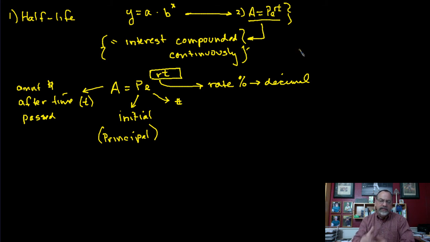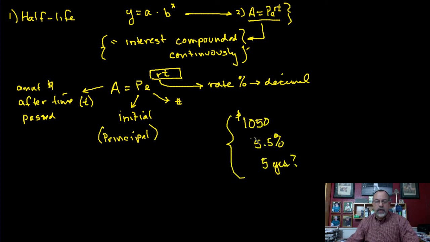So again, let me do one example for you and then we'll wrap this up. So let's take a look at this example in our book. We want to invest $1,050 and we're going to receive 5.5% interest rate compounded continuously. How much money will we have in 5 years? First, because we said compounded continuously, my mind goes to this equation PERT. So I'm going to simply substitute in the values in the place that they go. The question is, how much will I have? So A is the variable that we'll be solving for.